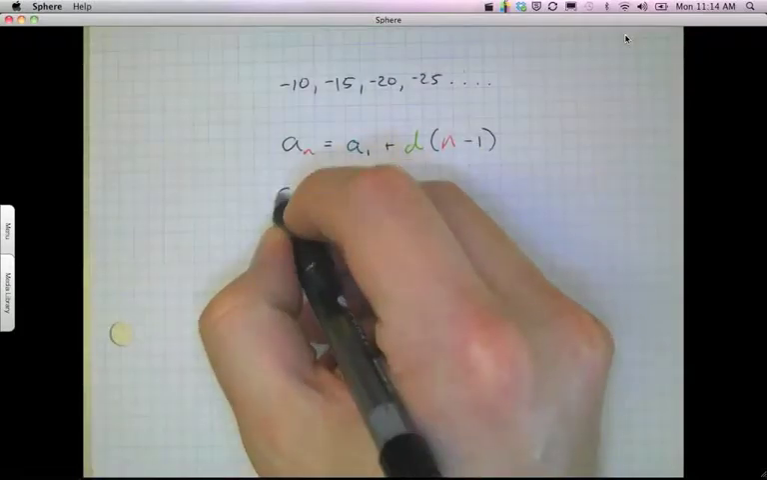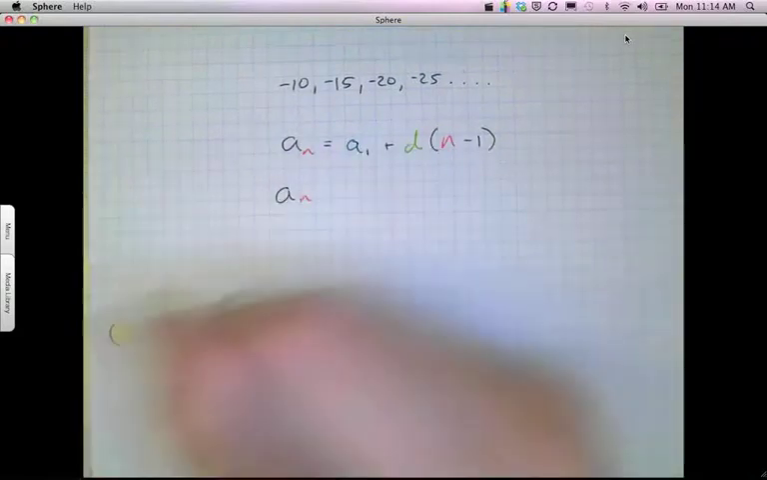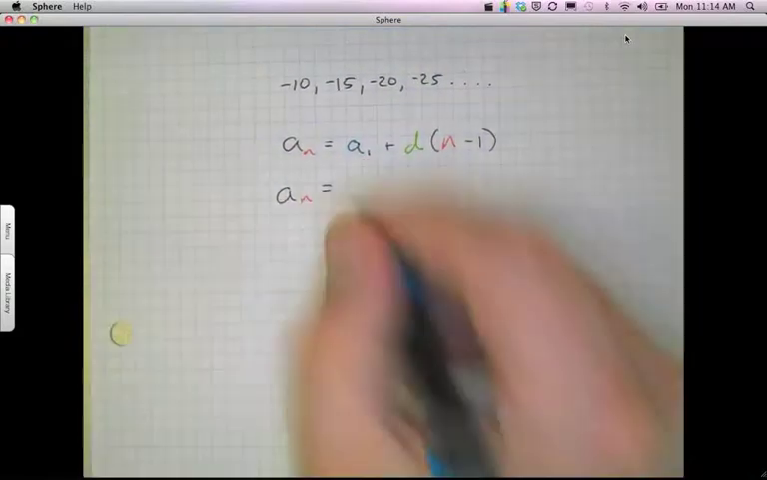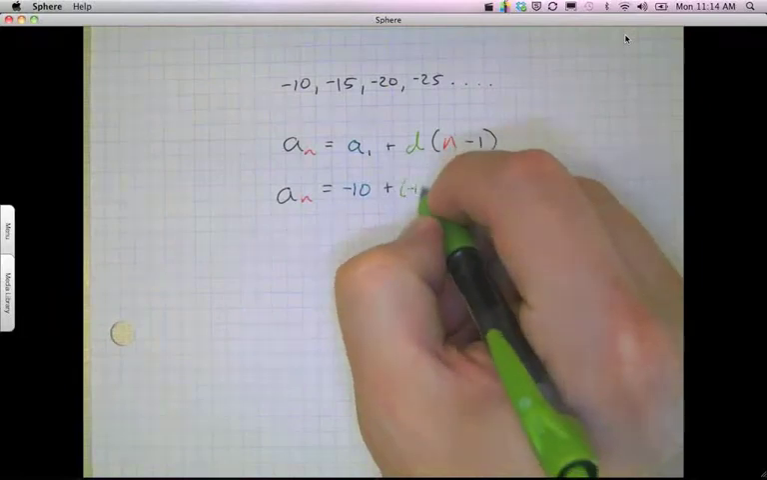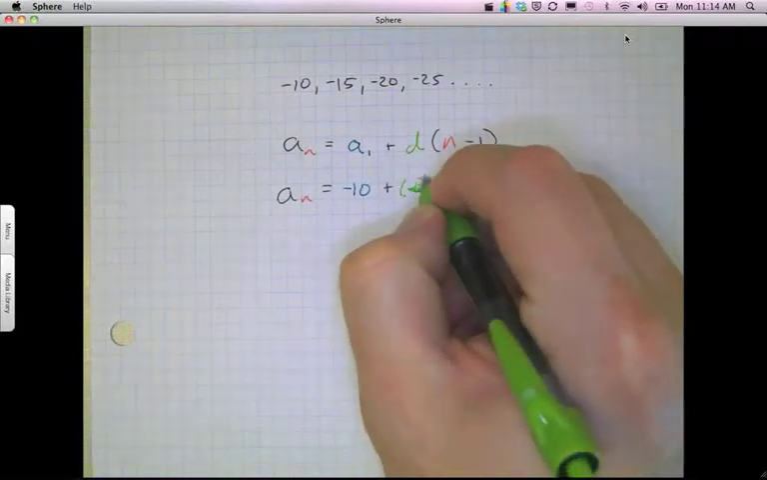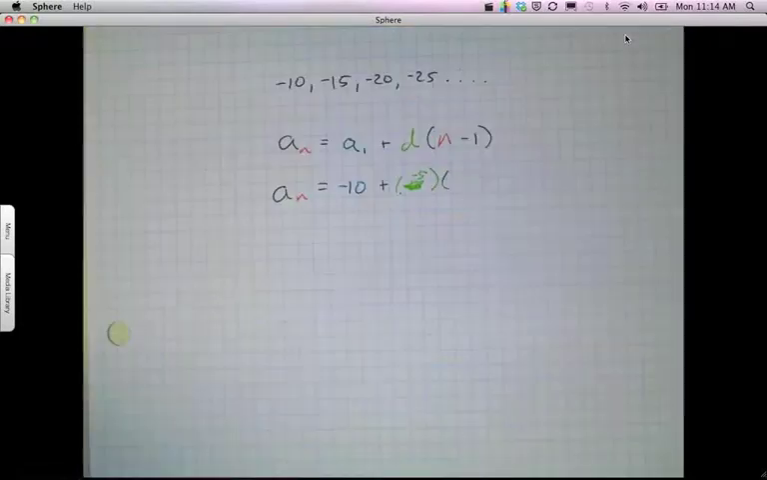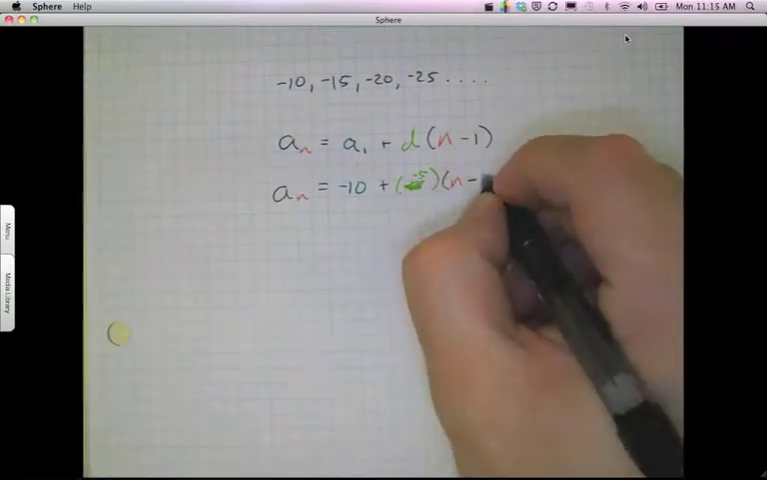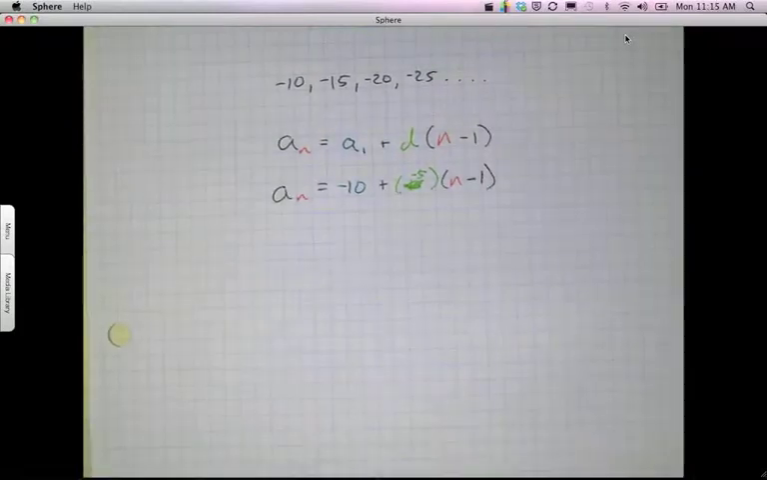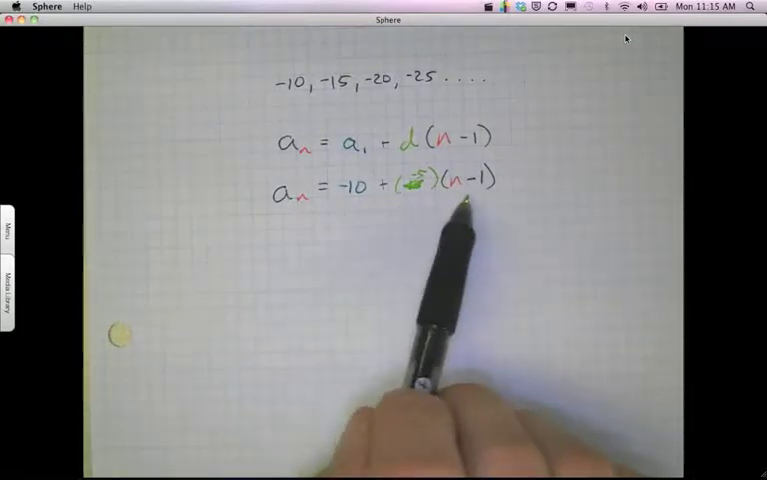And if I wanted the explicit form for this expression, I would say A sub n equals -10 plus -5 times the quantity n minus 1. So there would be my expression: A sub n is equal to -10 plus -5 times n minus 1.